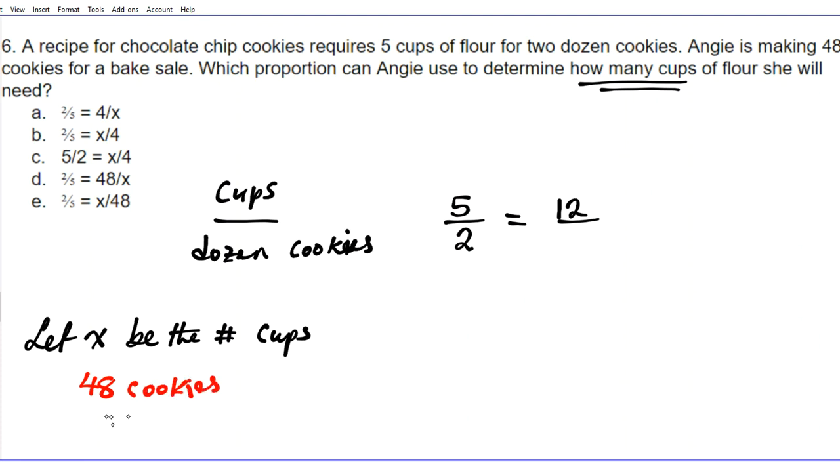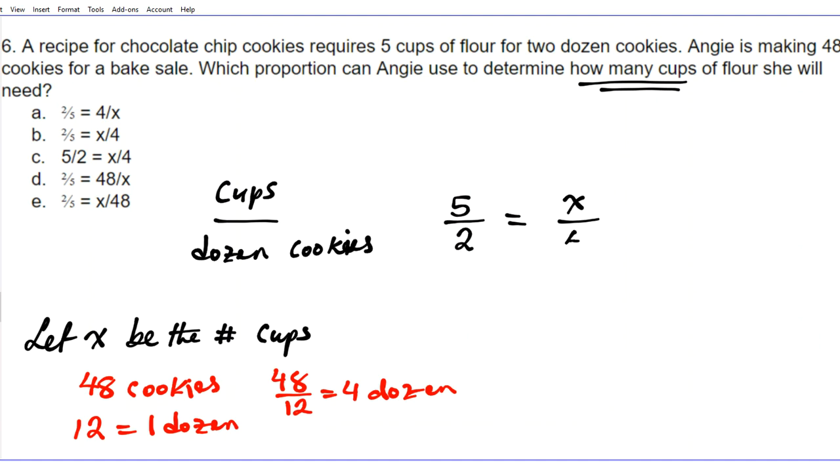Remember that 12 equals 1 dozen. So you basically divide by 12, okay? So 48 cookies, you divide that by 12, you get 4. So 48 cookies is equivalent to 4 dozen cookies, okay? So the number of cups is x, and then the number of dozen cookies is 4 dozen, which is equivalent to 48 cookies. So the answer is option C.